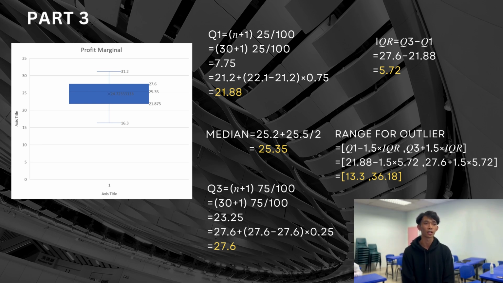So based on the diagram above, the maximum value 31.2 and the minimum value 16.3 are within the range of outliers, that is 13.3 to 36.18. Hence, there are no outliers. So we can conclude that for the profit margin and production cost box plots, there are no outliers.